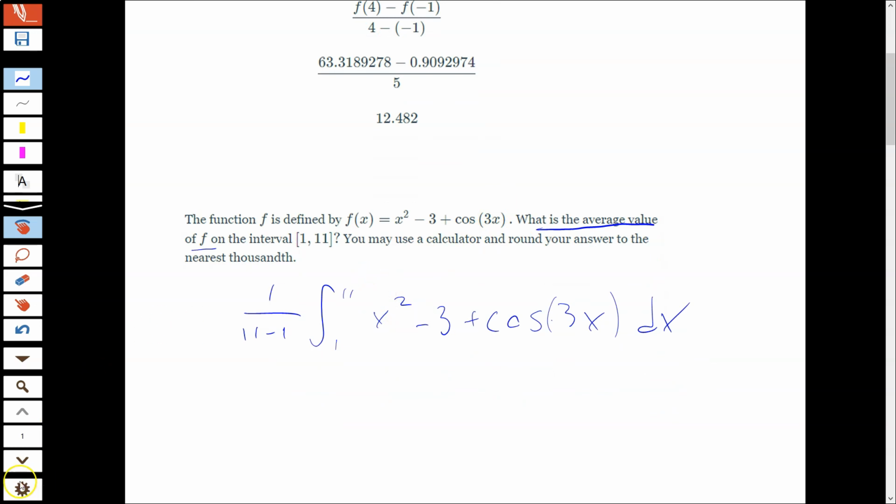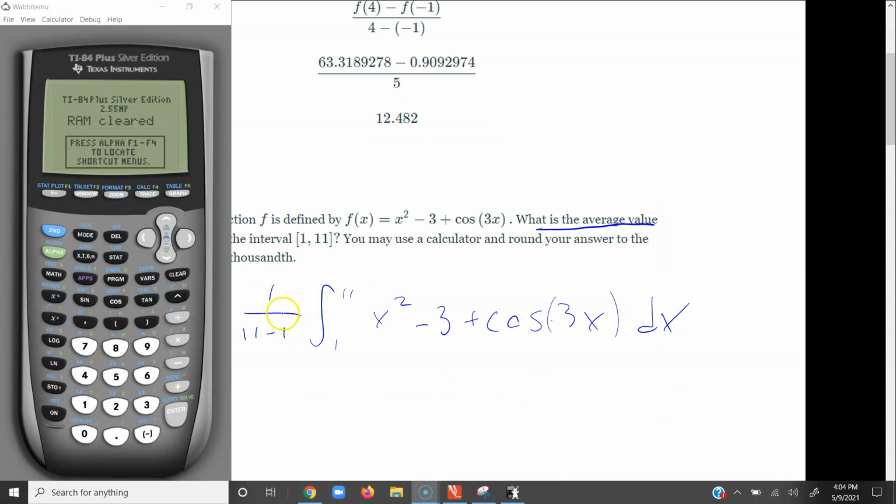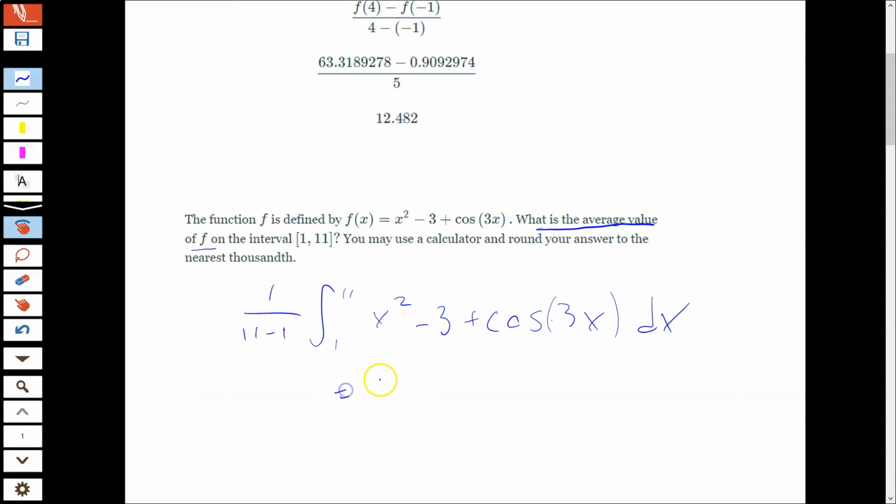So I'll remind you how to type this in. You can type it in exactly how you see it. I like to do this arithmetic in my head, so I'll do parentheses, 1 divided by 10 in parentheses, and then I'm going to use the fnInt function, which is math 9, and then type it in exactly as I see it, with x as my variable of integration. Then I just hit enter, and it'll think for some time, and that's your solution. We're going to round it to 3 decimal points as always. 41.62.